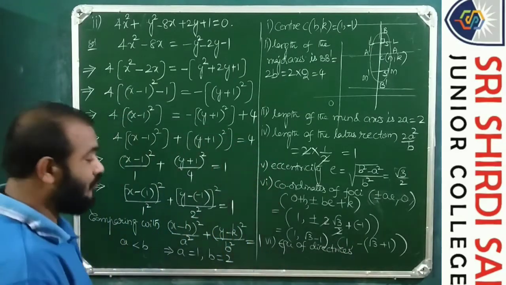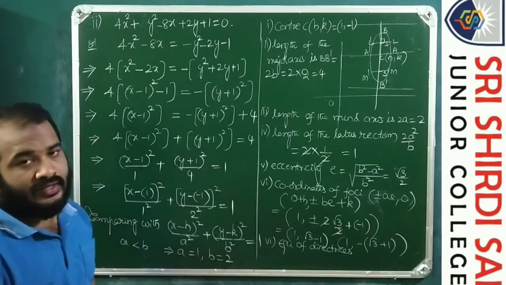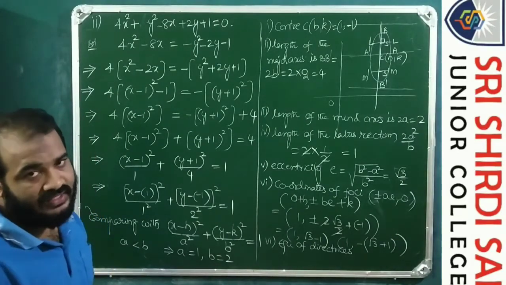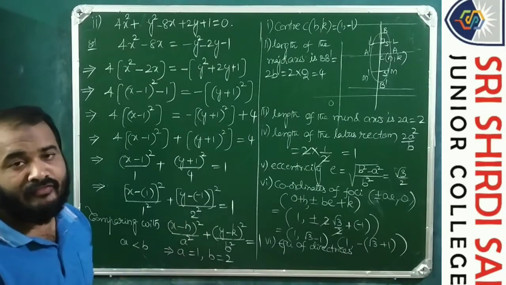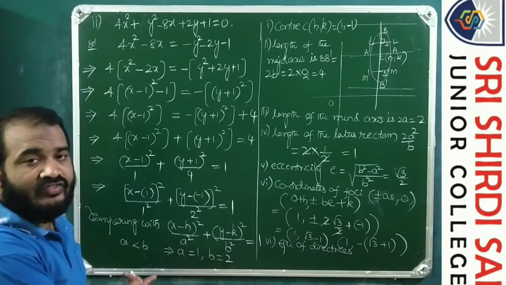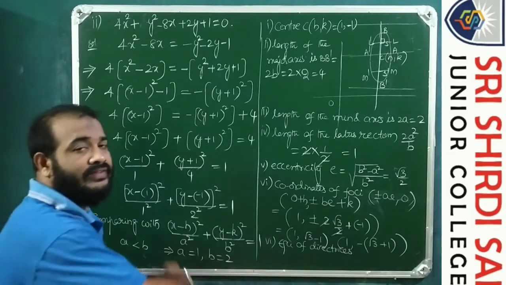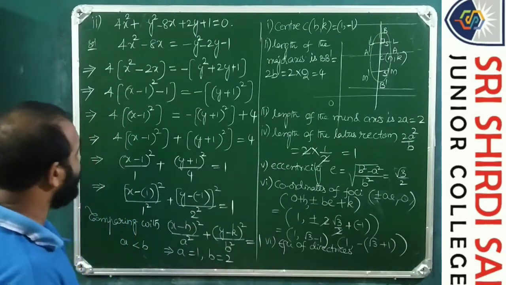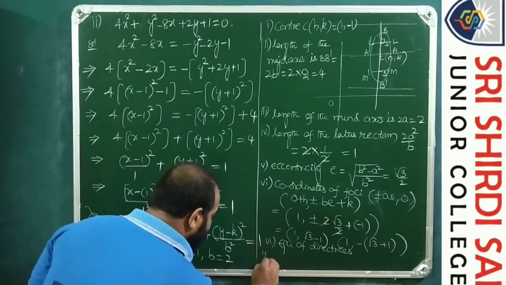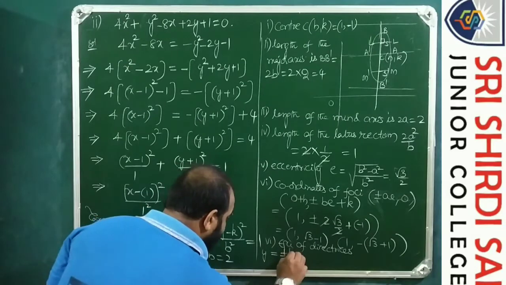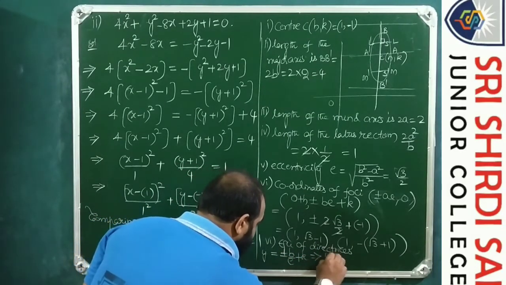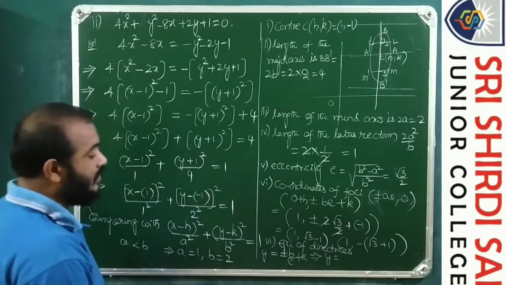This is equal to, for a greater than b, x equals plus or minus a by e. But for a less than b, y equals plus or minus b by e. Since the center is not at the origin, k will additionally be added. So y equals plus or minus b by e plus k.